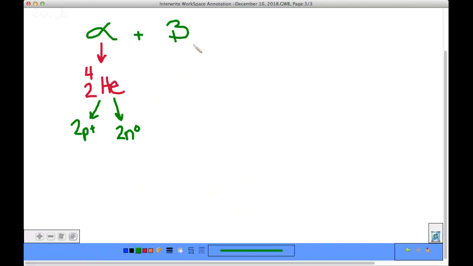Beta decay, on the other hand, looks like an ejected electron, but notice that it has a -1 right here, so it actually adds a proton. Let's look at an example of both of these. Let me bring up my periodic table so I can do a real example.